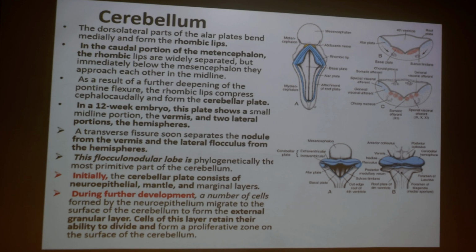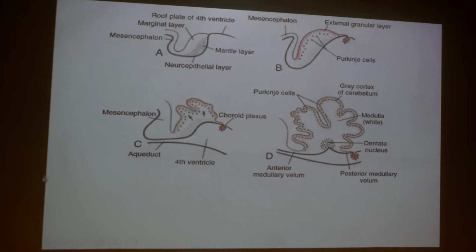Now, because this is going to come out from a plate, there should be a neuroepithelium, then a mantle layer, and a marginal layer. From the neuroepithelium, towards the surface of the cerebellum, the cells are going to migrate, and these cells are called the granule cells, and these are going to give rise to the cortex of the cerebellum. So what you are seeing here is the neuroepithelial layer, then the mantle layer, and then the marginal layer.